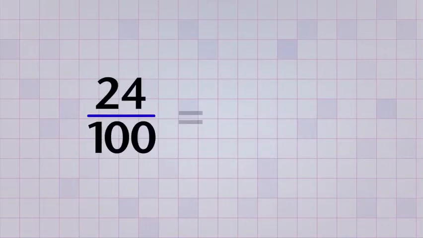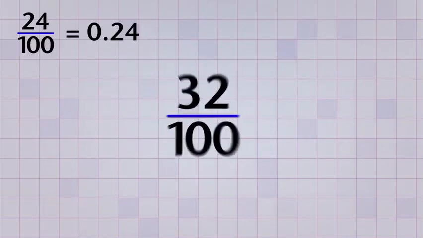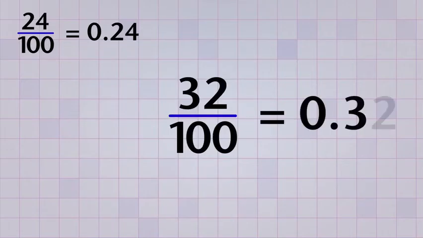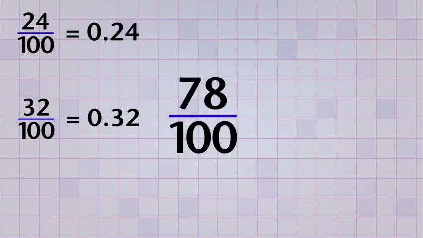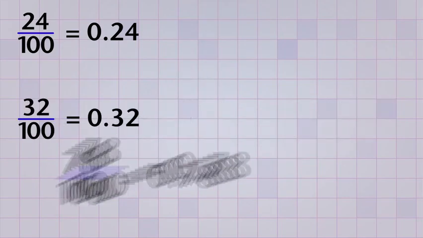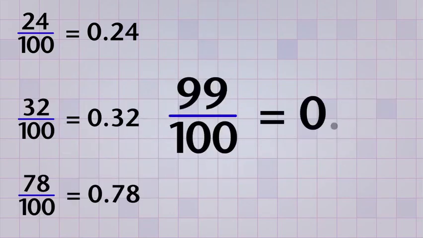Fortunately, you don't have to break up the fraction into tenths and hundredths each time. Anytime you have a 2-digit number over 100, all you have to do is put those digits into the tenths and hundredths place of your decimal number. Let's look at a few more examples to help you see the pattern. 24 over 100 would be 0.24. 32 over 100 would be 0.32. 78 over 100 would be 0.78. And 99 over 100 would be 0.99.